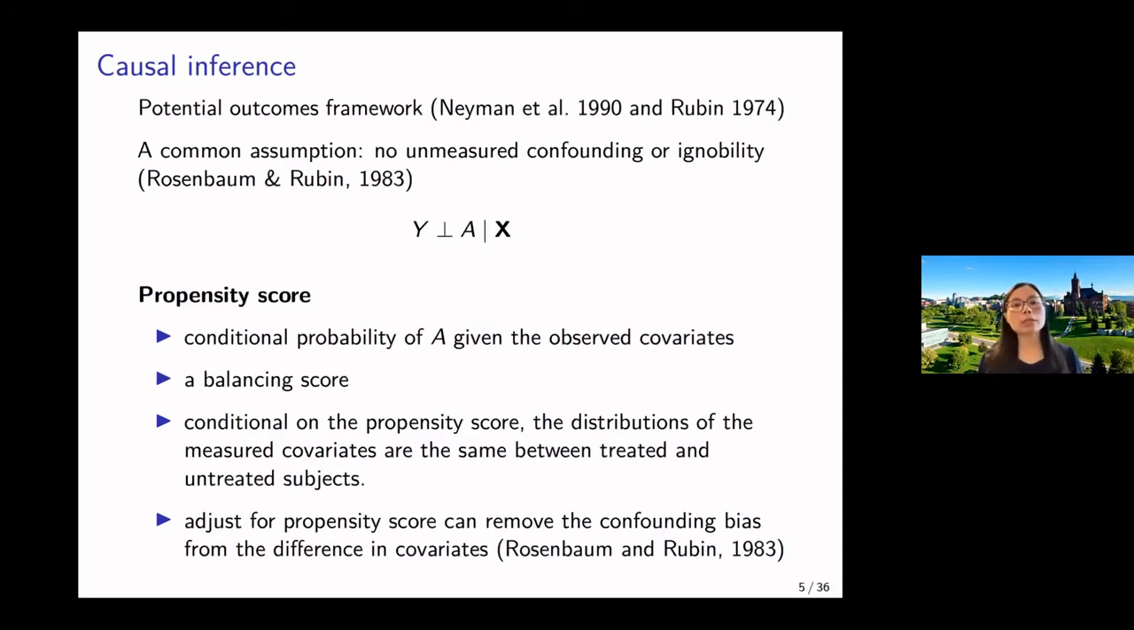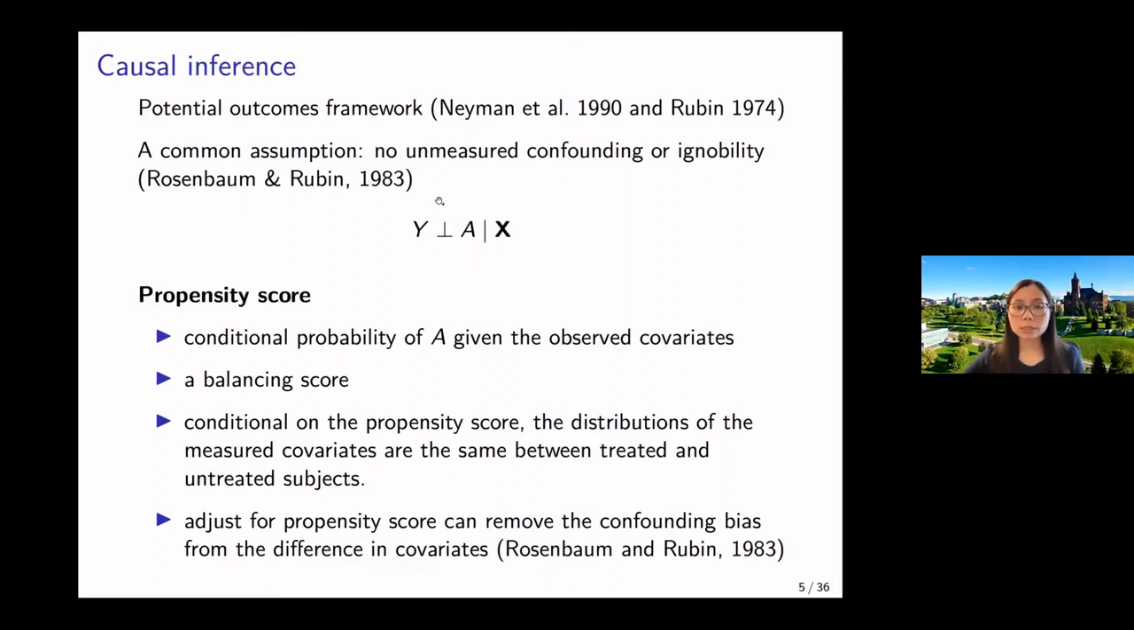Here, I will focus on causal inference using the potential outcome framework. This is a framework from Neyman's work in the 1920s and Rubin's work in 1974. Under the potential outcome framework, we make a very common assumption: that there is no unmeasured confounding, or what we call ignorability in the research.